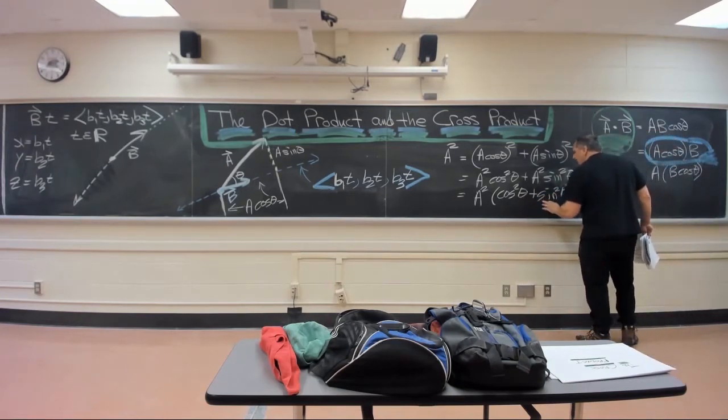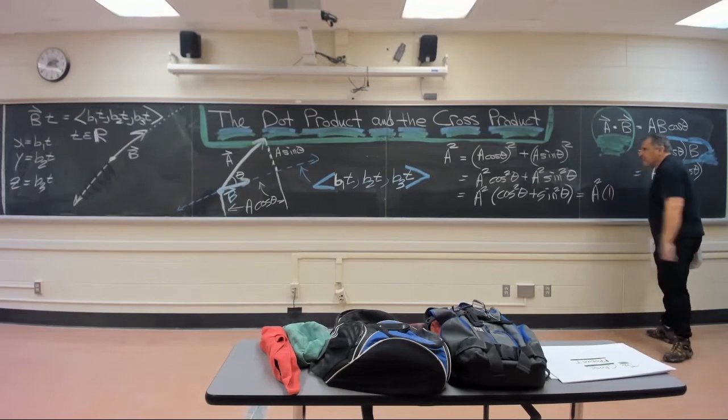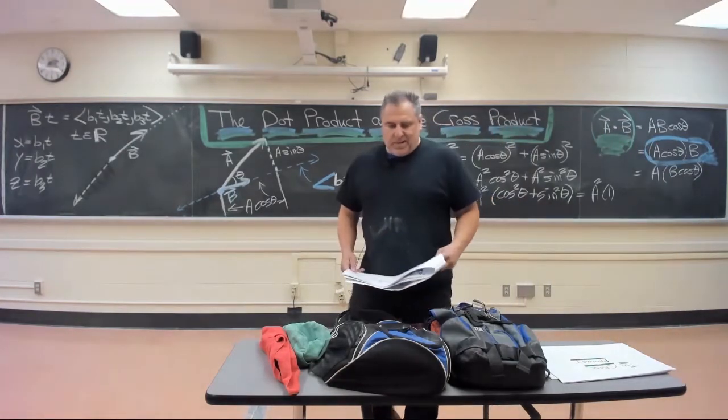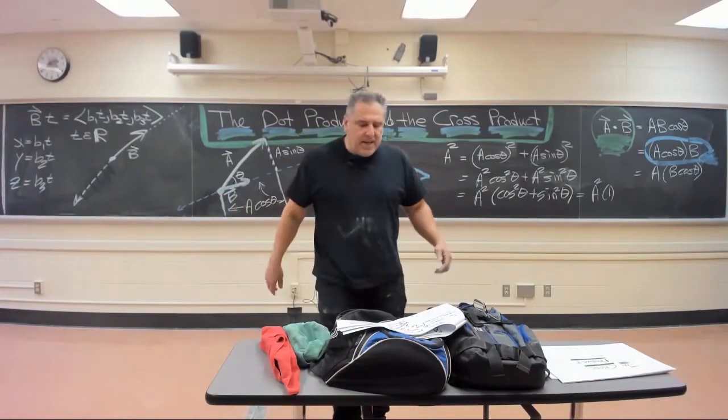Cosine squared plus sine squared is 1. 1 times, it's a squared times 1. So on and so forth. Well, it's good to use that trigonometry and get an idea of what we're talking about.